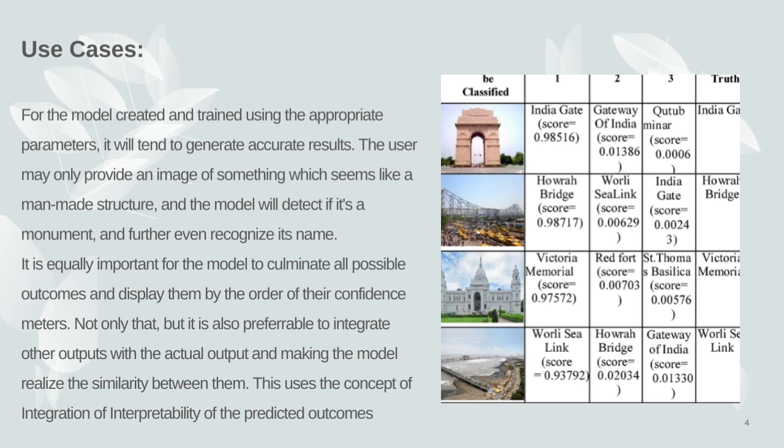It is equally important for the model to compile all possible outcomes and display them in the order of their confidence meters. Not only that, but it is also preferable to integrate other outputs with the actual output and make the model realize the similarity between them. This uses the concept of integration of interpretability of the predicted outcomes.